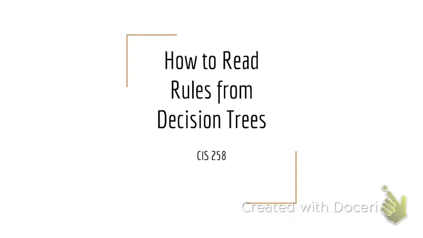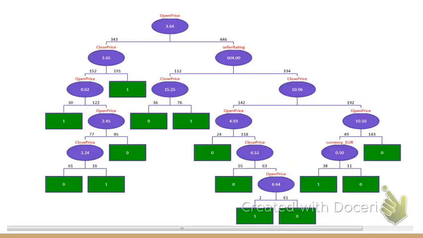In this video, I'm going to go a little bit more in depth on how to read rules from decision trees using a little bit more complicated tree as my example. You'll notice here on the screen we have a decision tree that is coming from your homework assignment on eBay auctions.